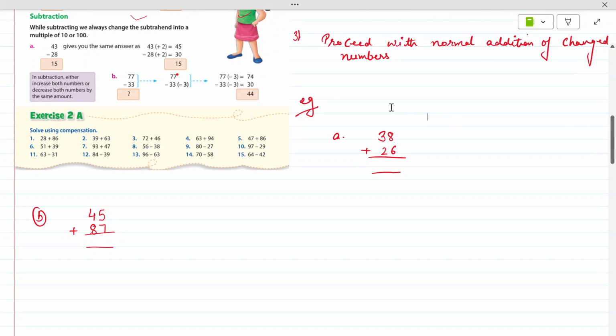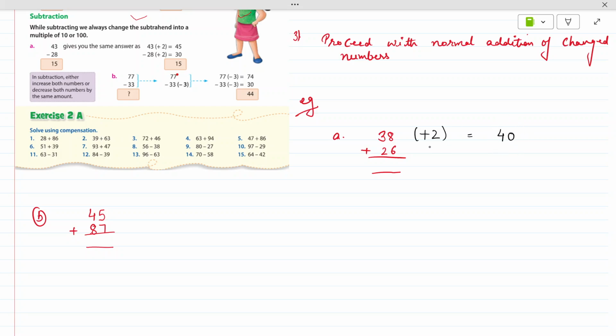I have taken one example here, 38 plus 26, and let us see how we have to apply these three steps. The first step says I have to identify which number I have to make a multiple of 10 or 100. Here we can see it is easier to make 38 a multiple of 10 than 26, right? How? By adding 2 to it. If I add 2 to 38, it becomes a multiple of 10, 40, right? So this is how I have done the compensation and changed it to a multiple of 10.